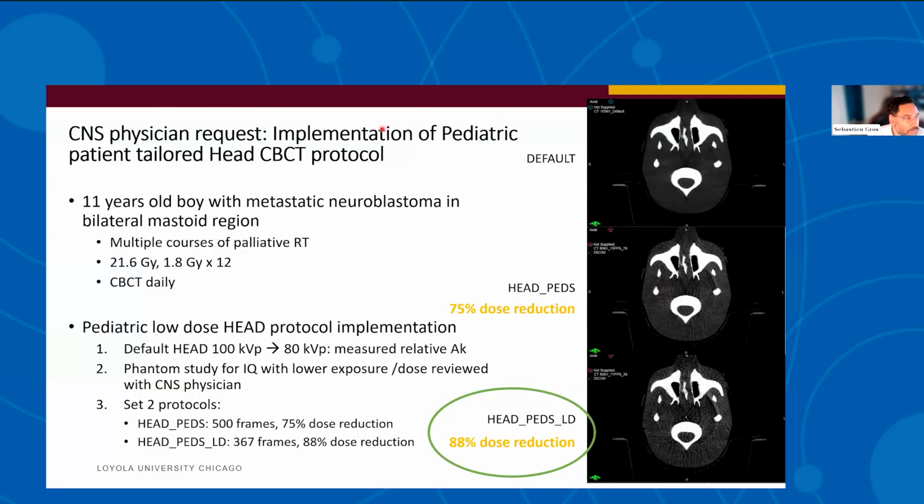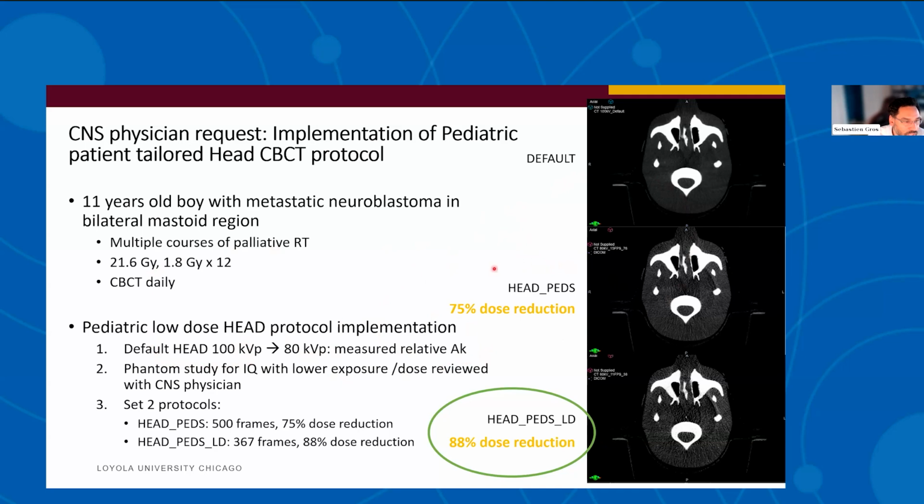And finally, we had our CNS physician that requested a custom protocol for a pediatric patient that had several rounds of radiotherapy prior to the next round. And so what I did, I didn't have the CDI phantom, so I just stuck my pharma chamber in the head phantom, and I investigated a lower dose protocol first by changing the kVp from 100 to 80 kVp, measured relative air current with the pharma chamber, and I proposed to her two protocols.